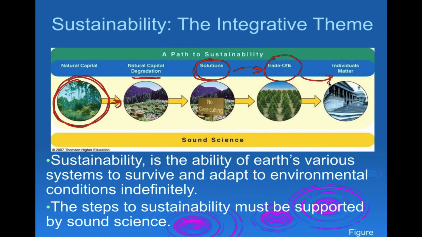Sustainability is the ability of Earth's various systems to survive and adapt to environmental conditions indefinitely, which is probably the most important part right here: indefinitely. Sometimes we hear this is for future generations, which is just another way of saying indefinitely. So we want to keep everything we have now in the same shape, form, and quality of life for our future generations. And we want to use sound science to really make this happen.